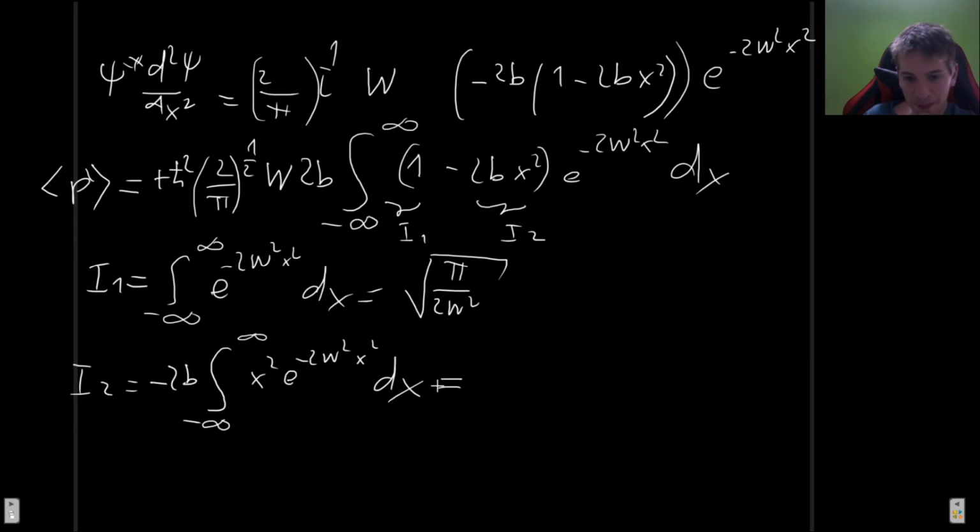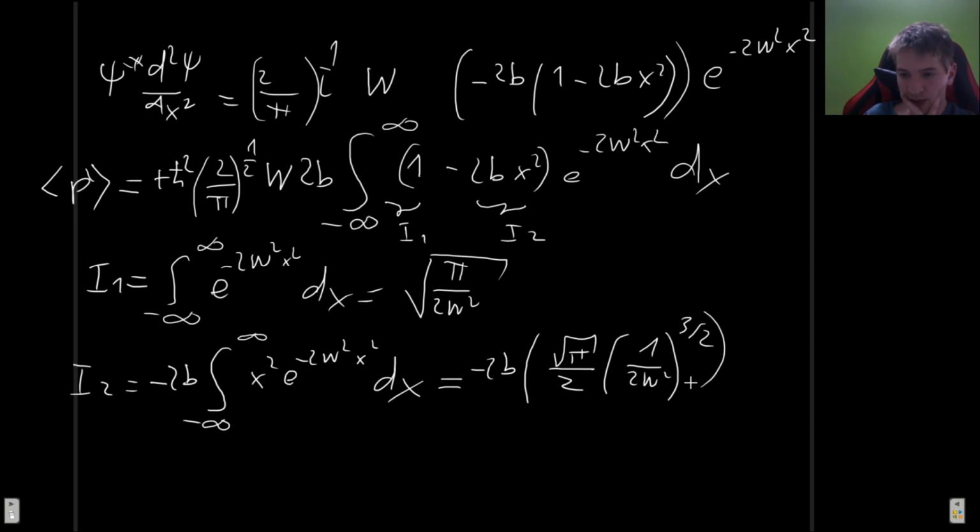So this is going to be minus 2b times square root of pi divided by 2 times our beta to the minus 3 halves. So 1 divided by 2 omega squared as power. Okay, so that's going to be this. So you can see that this 2 will cancel out the one waiting outside. So, well, we can now just plug everything into our integral.